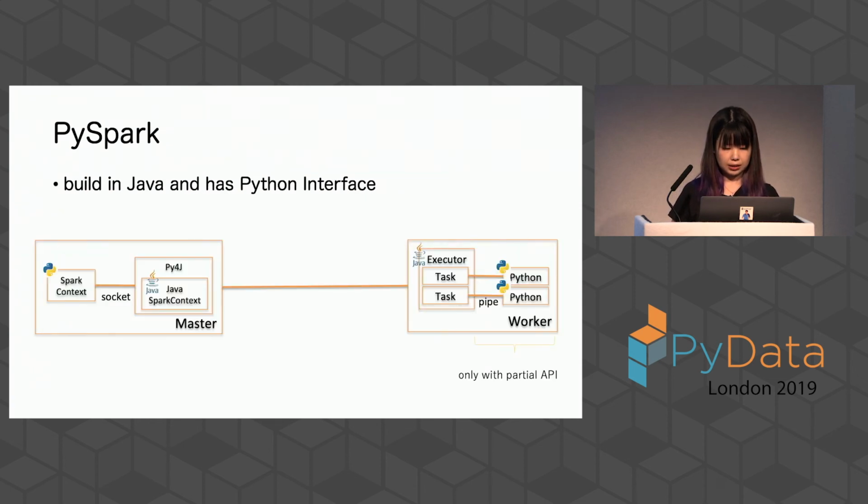This is the PySpark architecture. Spark is built with Java, but we can use Python operators. When we use a Python operator, the Python code and data will be pickled and Py4j will transfer the data to Spark's data architecture and send it to the workers.